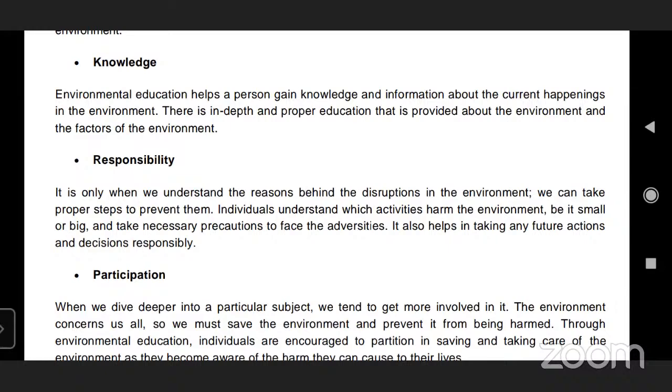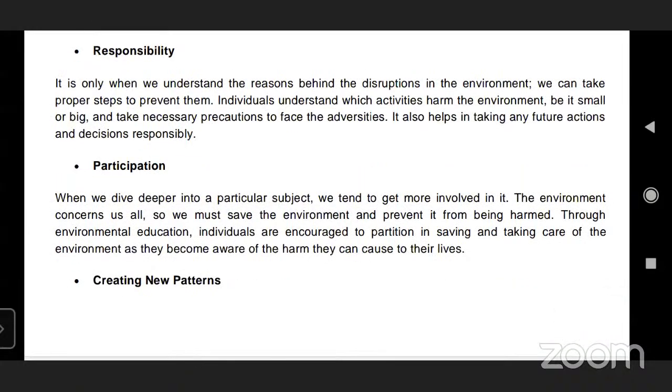And coming to participation, as we know, participation is also one of the important aspects. It also helps us dive deeper into a particular subject, so we need to get more involved in it. The environment concerns us all, so we must protect the environment and prevent it from being harmed. So in environmental education, individuals are encouraged to participate in saving and taking care of the environment, as they become aware of the harm they can cause to their lives.